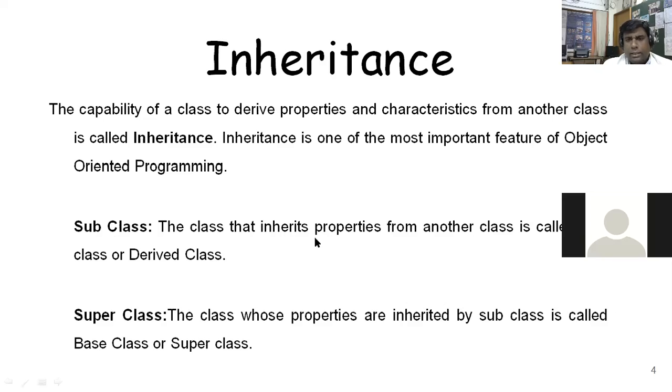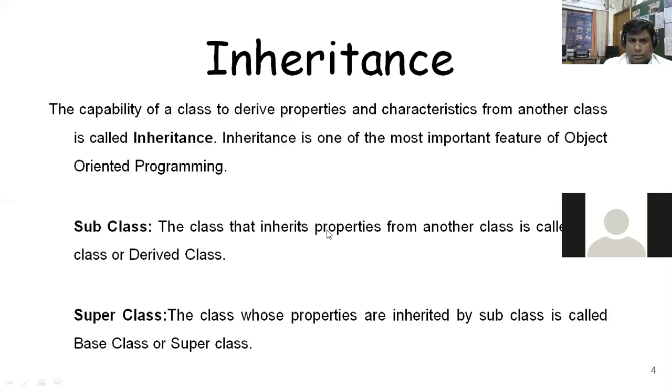Subclass: the class that inherits properties from another class is called the subclass or the derived class. Look at this, derived class and subclass. A class which is inheriting properties of another class. And what will be the other class? The other class is known as the base class or superclass. So the properties of the base class or superclass are inherited by a class known as the derived class or subclass.